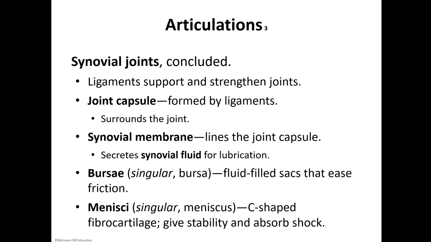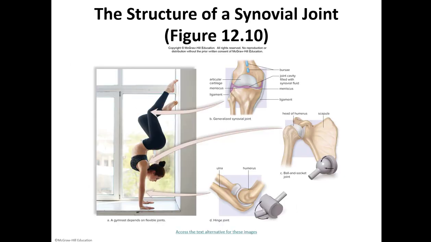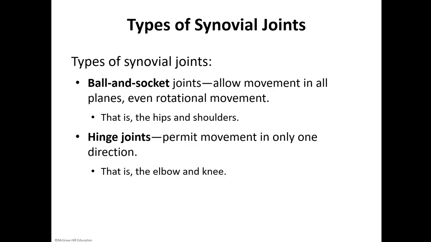Fluid-filled sacs called the bursa reduce friction, and the menisci are C-shaped fibrocartilage that give stability and absorb shock. Here are pictures of synovial joints. We have a generalized synovial joint on top, a ball-and-socket joint like your humerus to the scapula, and then the hinge joint like the elbow. A ball-and-socket joint allows movement in all planes, even rotational movement, as in the hip and shoulder joints. Hinge joints permit motion in only one direction, like your elbow and knee joints.